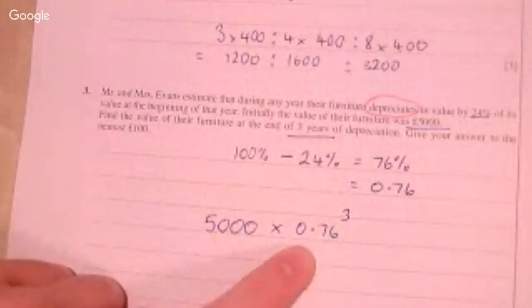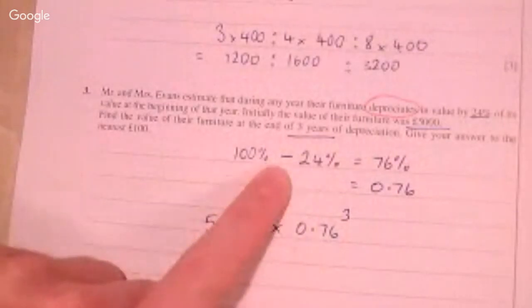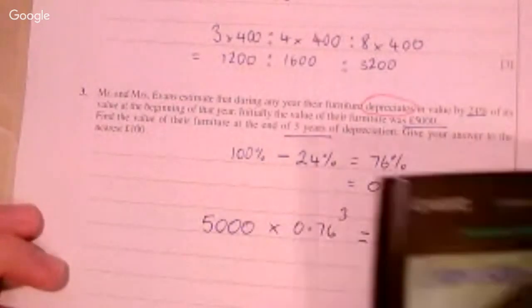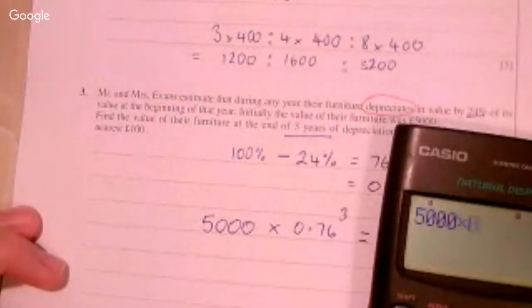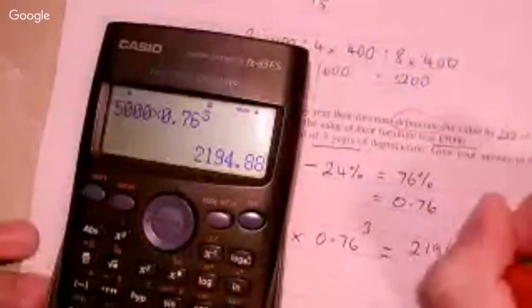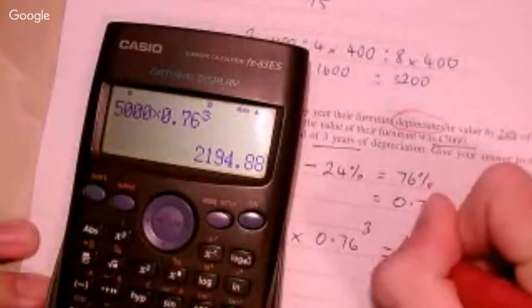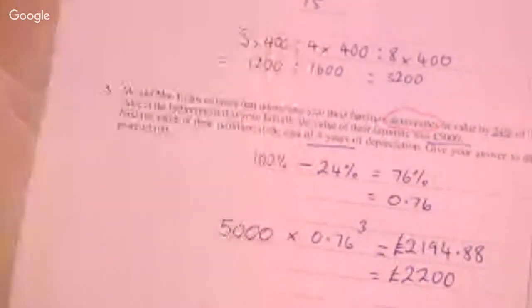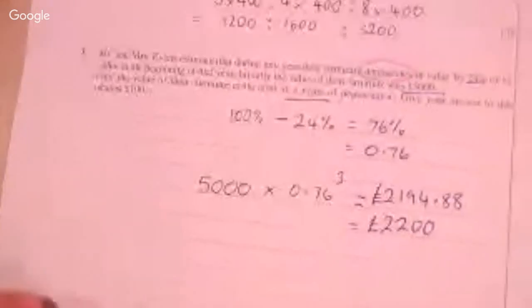That is my percentage after I've subtracted 24%, subtracted depreciation. If it was compound interest, I would have added it, and then 3 because it was 3 years. And that just goes into my calculator, and it does the work very, very quickly for me. So we get 2,194.88 pence, but to the nearest £100, that would be £2,200. Okay? And then 4 marks, that's quite nice 4 marks, that one.